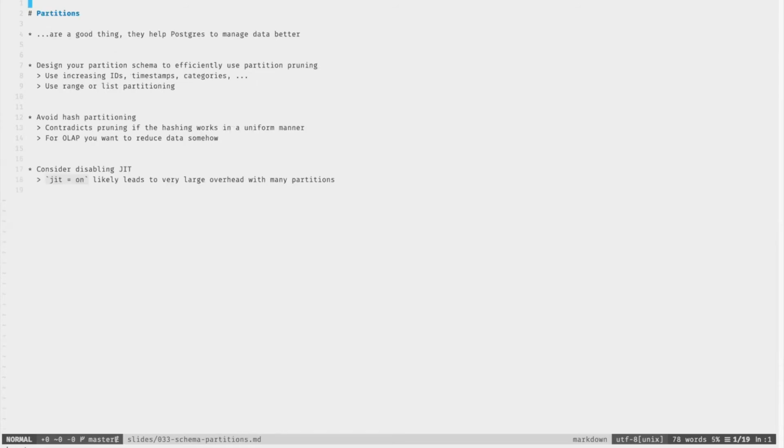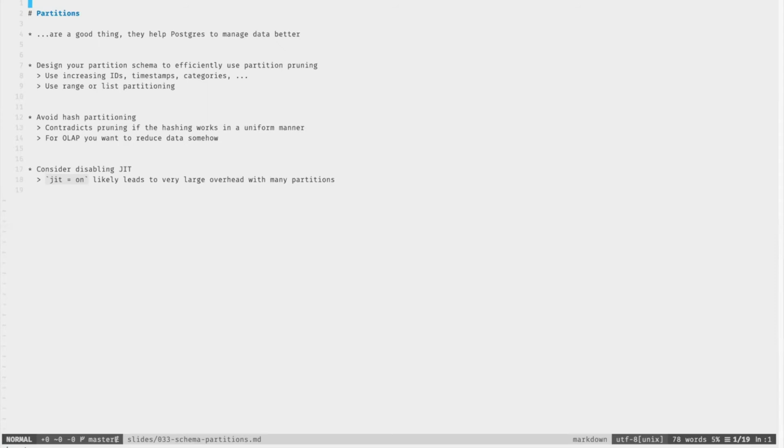Partitions. Partitions are a good thing. They help Postgres to manage data better. However, when it comes to OLAP, you want to consider some things again. So you have to keep that feature of partition pruning in mind, right? Partition pruning is when Postgres knows which partition to pick from. And this is especially helpful if you want to reduce the data that is in motion, right?